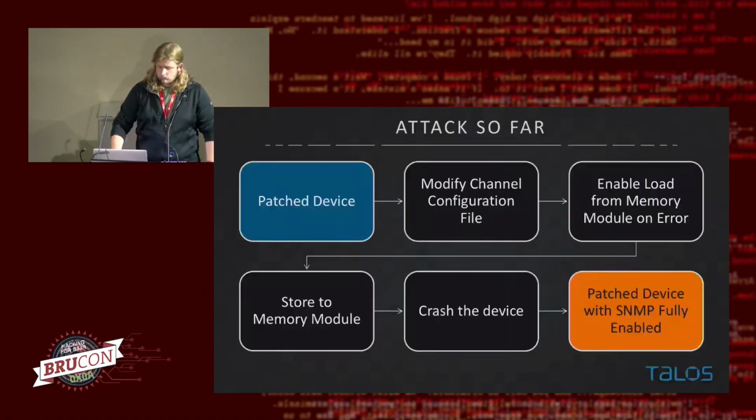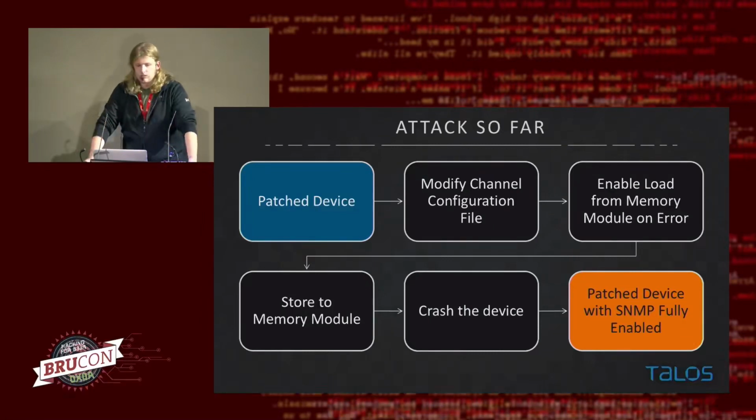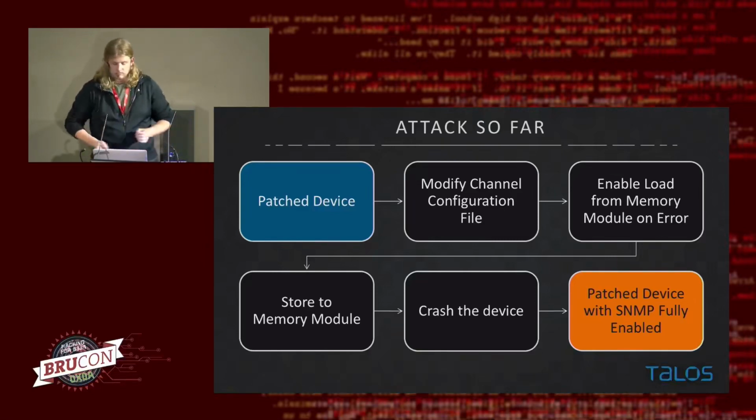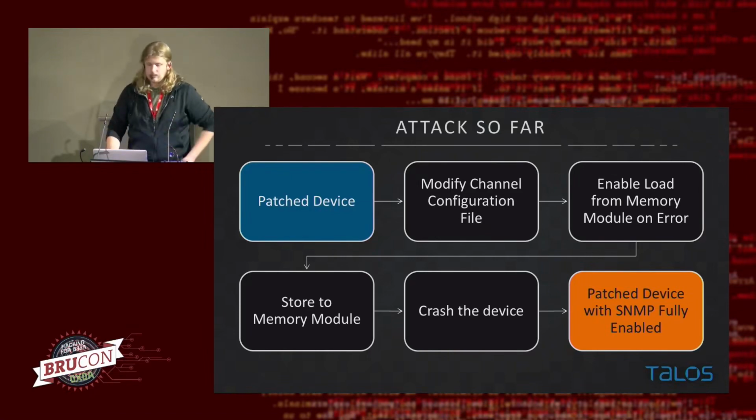So just to recap that quickly before we move on to the firmware stuff. Take a patched device, modify its channel configuration file, enable the device itself to load from its memory module whenever an error occurs. Take all of that online program now and store it to the memory module, crash the device, and whenever it all comes back up, as long as everything worked, SNMP will be completely enabled and fully functional.